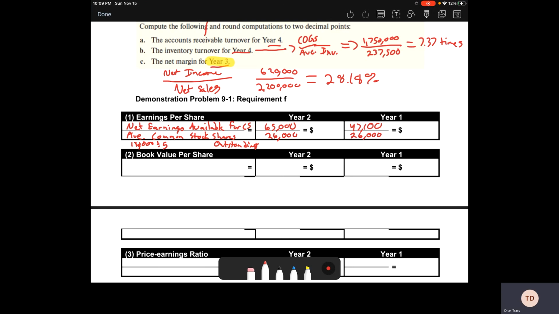So your earnings per share, when you do the division, should come out to $2.50 and $1.81. So your earnings per share has definitely gone up. You might also see this written as EPS, and this is typically one of the most common ratios you look at when looking at your stock market ratios. And that is earnings per share.